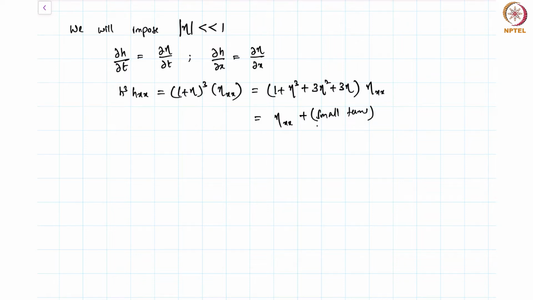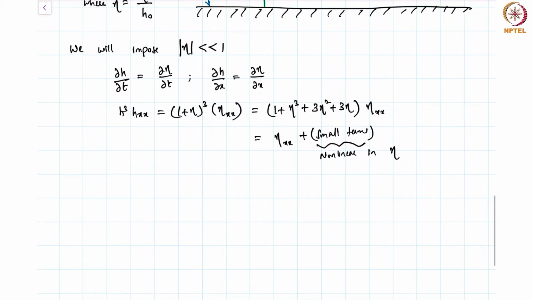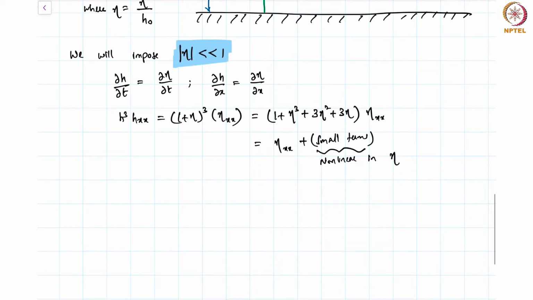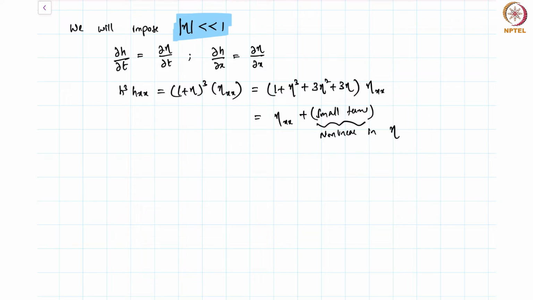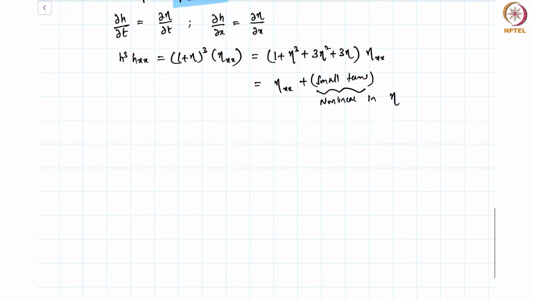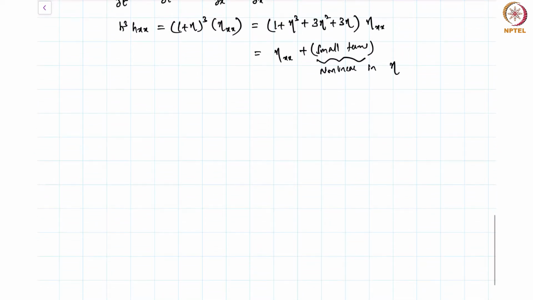So this is nothing but eta xx plus small terms. Why are they small? They're small because these are non-linear in eta. All terms non-linear in eta are small because of this condition that the magnitude of eta is small. That's the perturbation, the deviation of the interface from the undisturbed state is very small. Therefore, we'll only retain the linear terms.